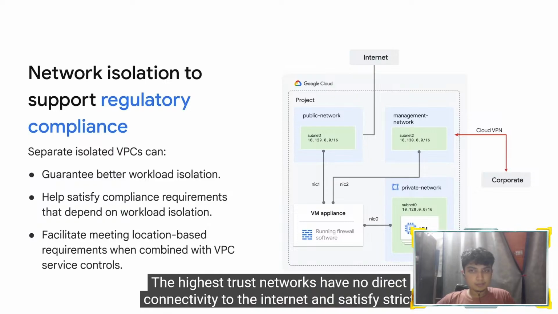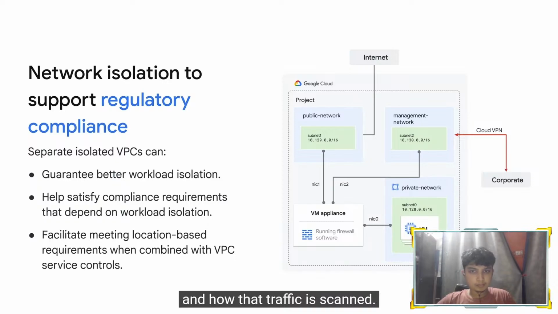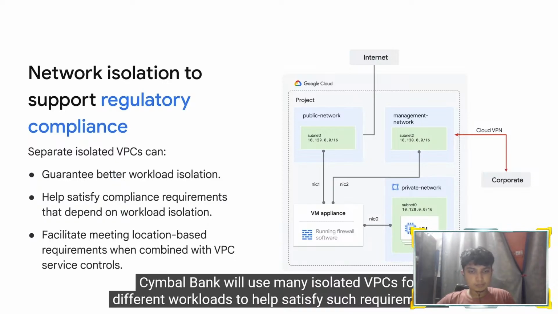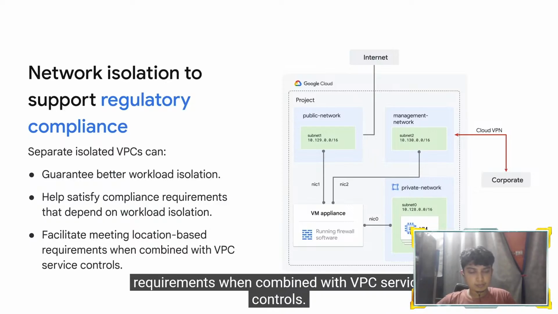The highest trust networks have no direct connectivity to the internet and satisfy strict requirements about when and how they can be used, what sort of traffic can flow into them, and how that traffic is scanned. SimpleBank will use many isolated VPCs for different workloads to help satisfy such requirements. Having different VPCs for different workloads can also facilitate location-based access requirements when combined with VPC service controls.